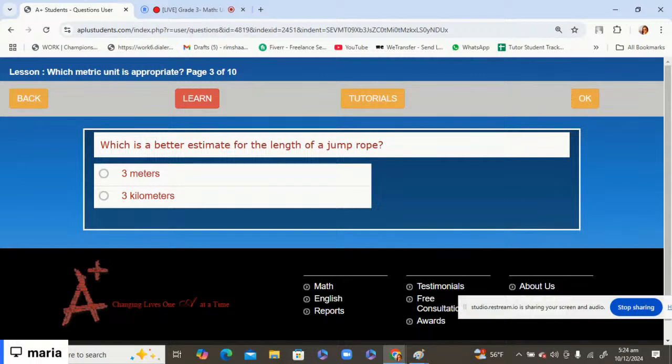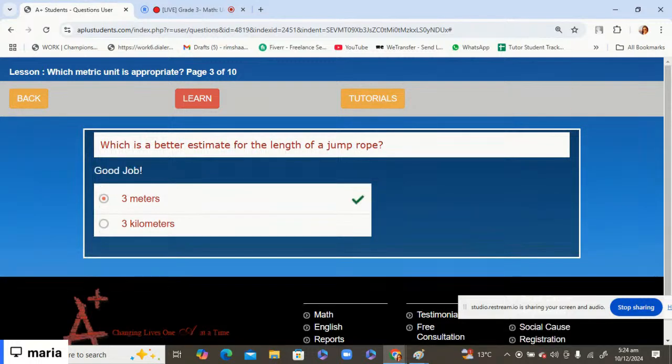So what is the better estimate for the length of the jump rope? It's 3 meters or 3 kilometers. So it's in the form of meters, not kilometers. Okay. So it's 3 meters.